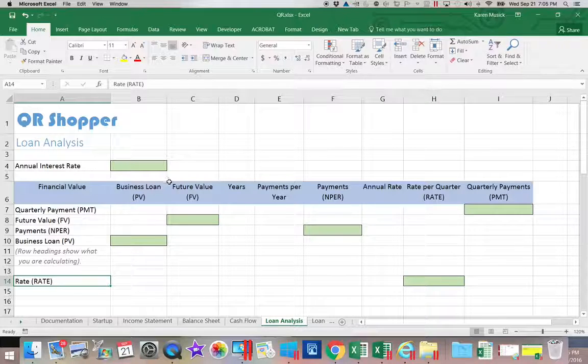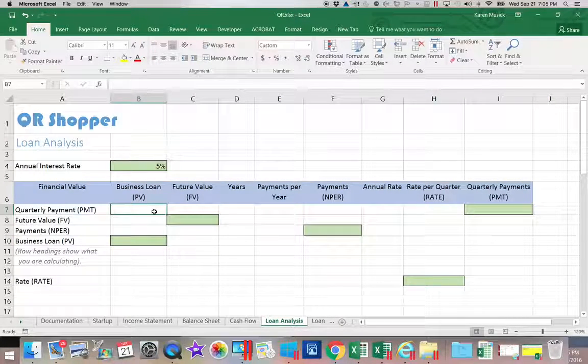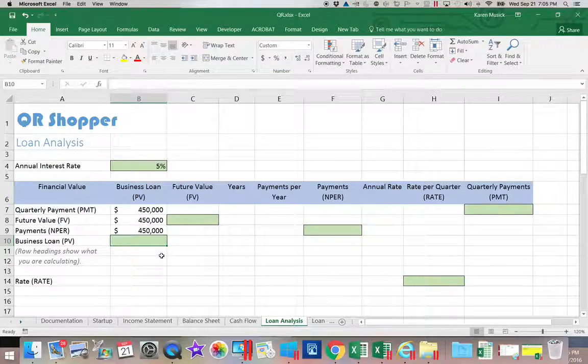So we are going to start out by entering a 5%. That is our annual interest rate that we're working with. And we're trying to initially borrow $450,000. The present value is always going to be how much you borrow. So in all of our other formulas, it's going to stay the same except for the one where we're going to be calculating it. So I'm going to go ahead and put in some formulas to reference that field in the other rows.